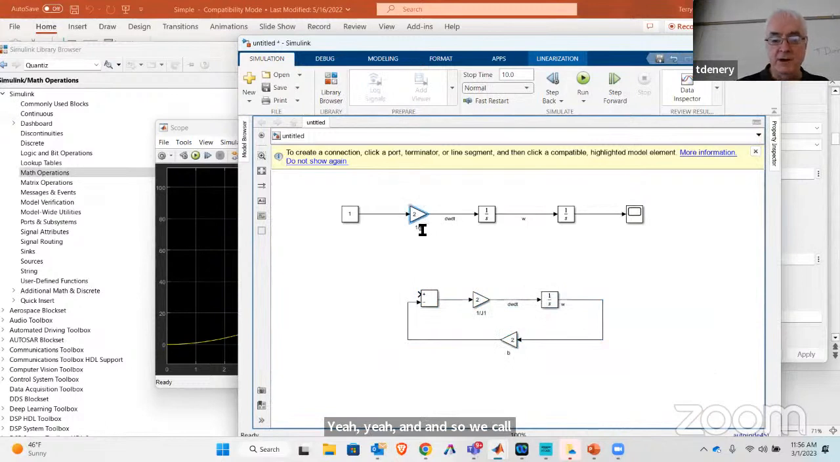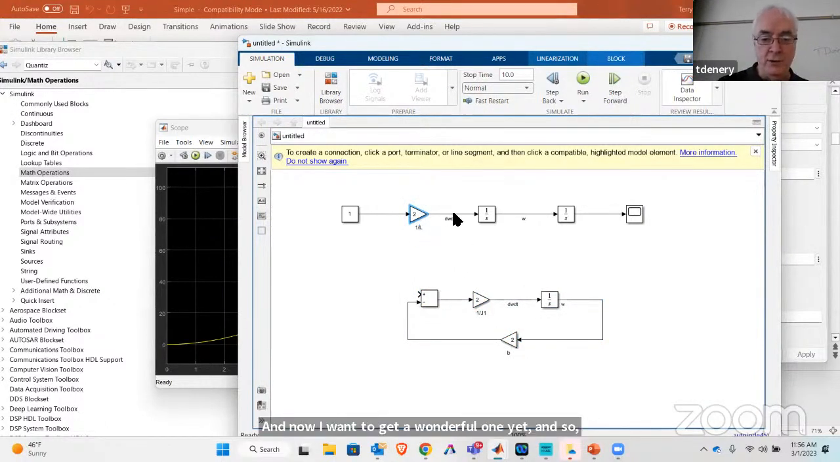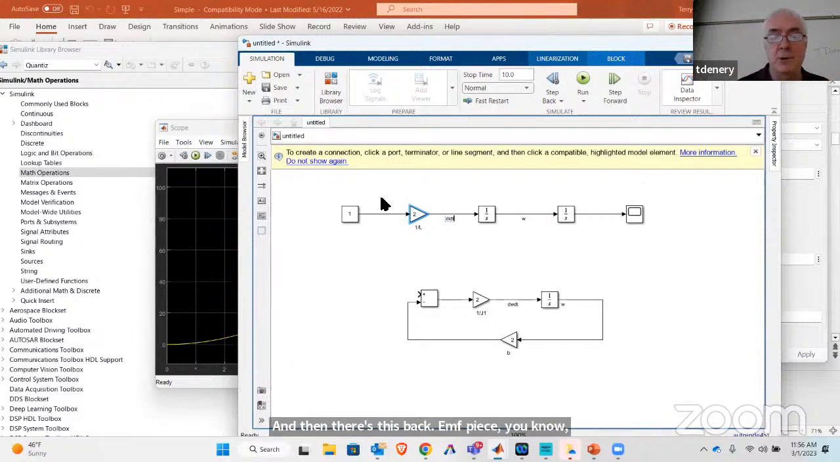And now I want to get electrical on you, and so instead of being 1 over J, I'll make it 1 over L, and then all of a sudden it's di dt. You guys with me on that? So what we're really kind of getting at is what's the voltage carried by that inductor, all right? And since there's kind of inductance in the circuit, there's resistance in the circuit, and then there's this back EMF piece, really narrowing it down to what the inductor is going to carry requires a little bit more math too. And so I'm going to kind of get at that right now.